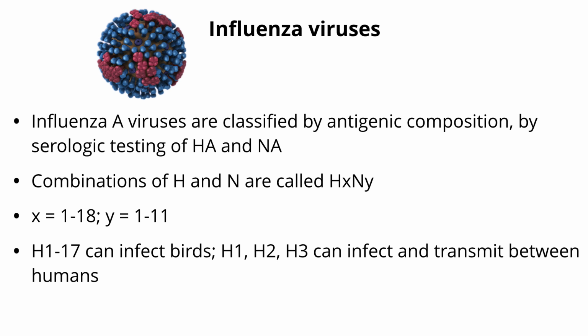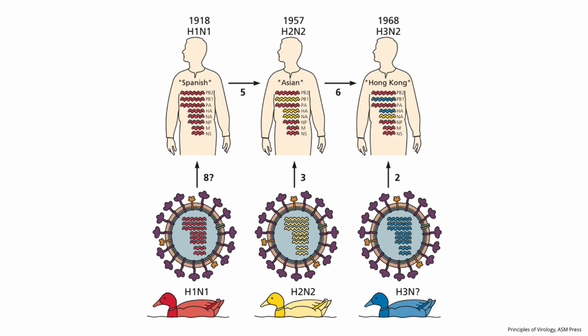Now these are all arising by genetic variation. So here's an example of genetic shift. Back in 1918, there was a pandemic of so-called Spanish flu, where many millions of people worldwide were infected by a virus that the population hadn't seen before. There was no immunity to this virus. It appears to have originated from birds.